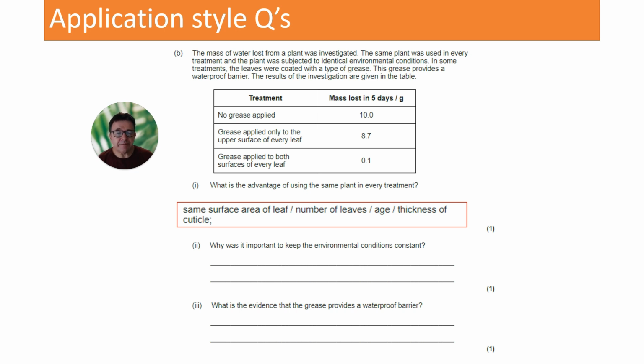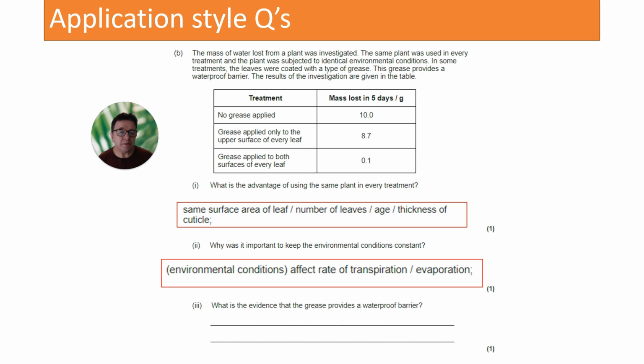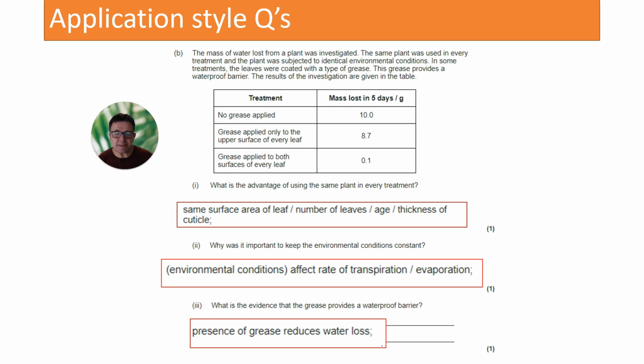Why is it important to keep the environmental conditions constant? Well, that would affect the rate of transpiration or the rate of evaporation. What is the evidence that the grease provides a waterproof barrier? Well, you can see presence of grease does reduce water loss in both situations, in both treatments.